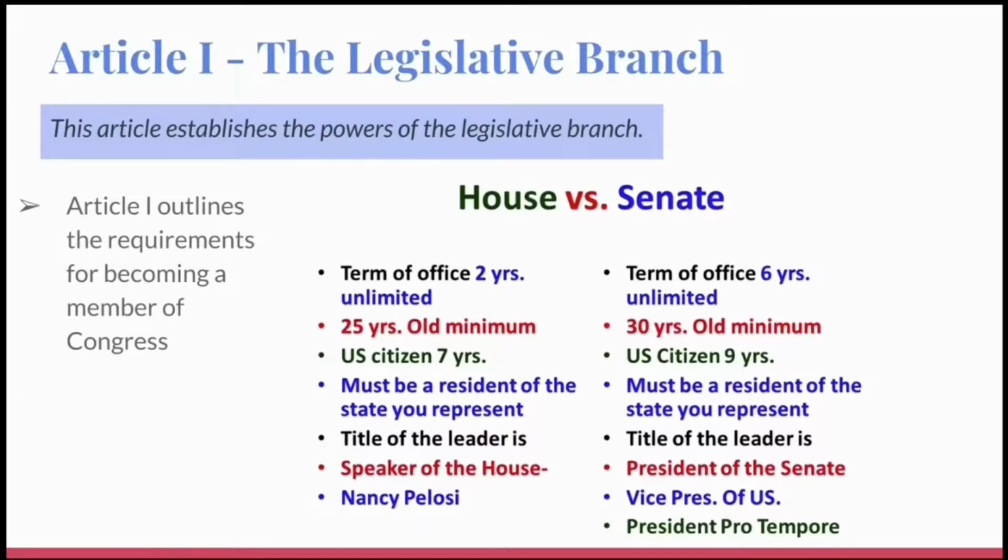So overall, you'll find that the restrictions for the Senate are just a little bit more than in the House. Also important to know, the title of the leader in the House is the Speaker of the House, which is currently Nancy Pelosi, and the title of the leader in the Senate is actually the Vice President of the U.S., or the President pro tempore.